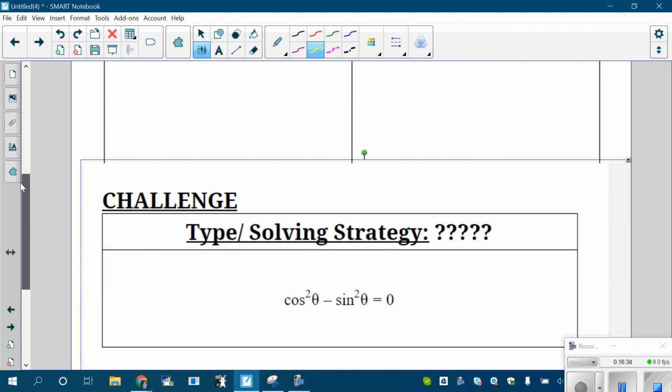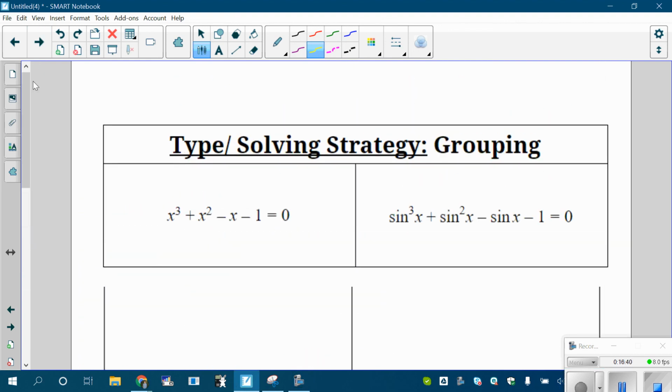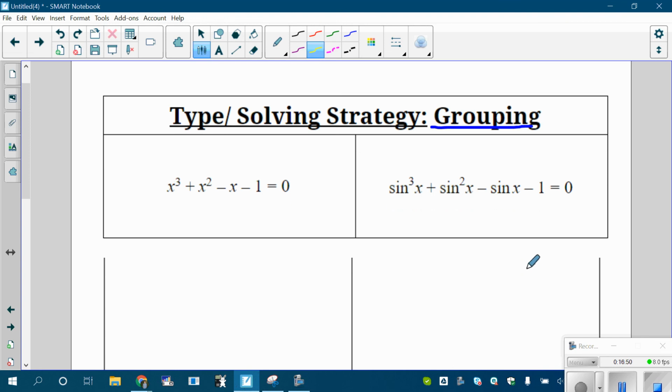Okay. We got one more challenge, and then we're out of here. Pause. Give this one a try. I'm telling you the algebraic strategy is grouping. Good old-fashioned grouping. Give it a try. Try it with the trig functions. We'll chat.